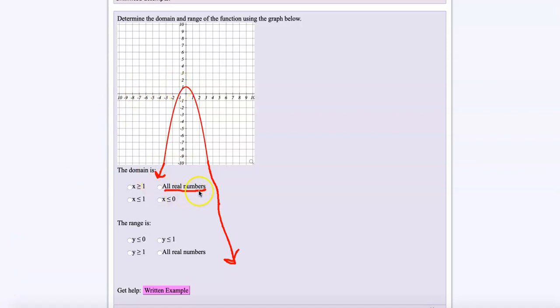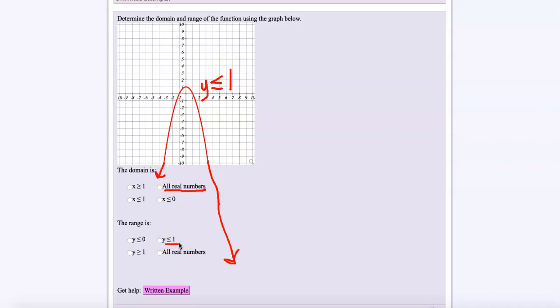And all real numbers will always be the domain for any parabola. So since you'll have a parabola given to you on the final, you can just remember this is going to be all real numbers. What about the range? You can see that the highest value here is 1. Okay, so you're not going to have any values greater than 1. So all your values for y have to be less than or equal to 1, which is going to be that answer choice right there.